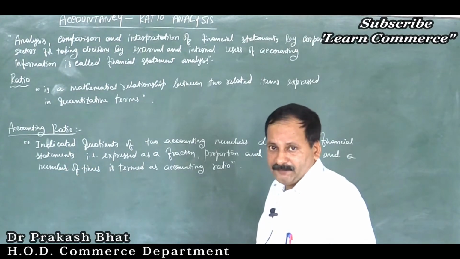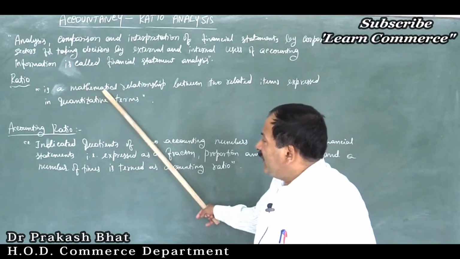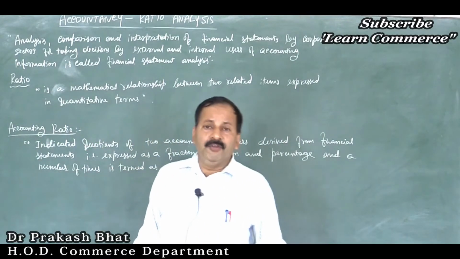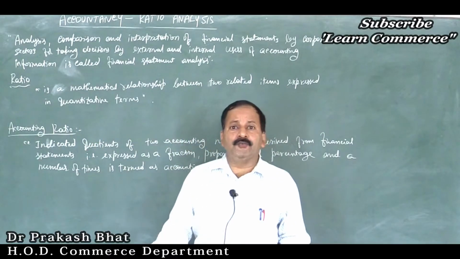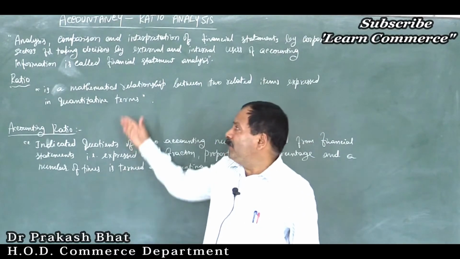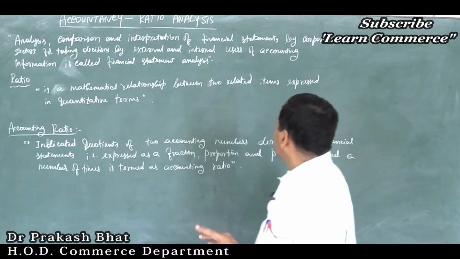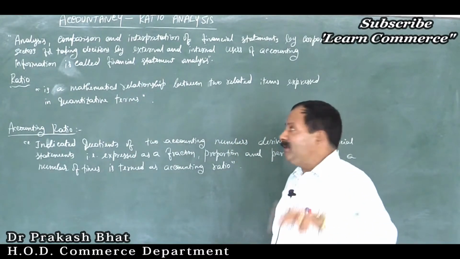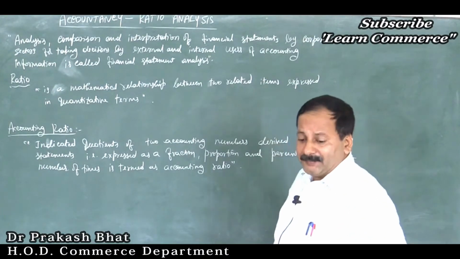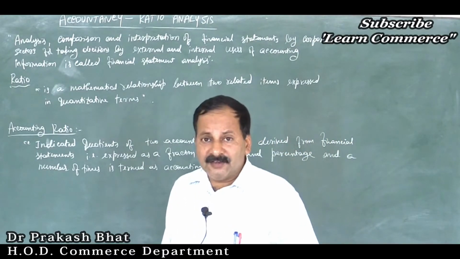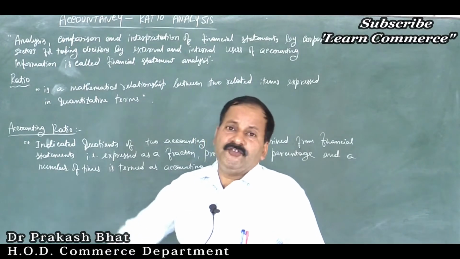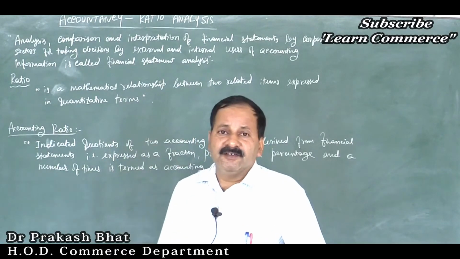There are different ratios here. So when we express it as a mathematical relationship, isn't it? 2:1 or 2.5:1, like that, when we take up the analysis in the form of a mathematical relationship between two related items or two related variables expressed in quantitative terms, not in qualitative terms. We cannot say that this is better than that, isn't it? You should quantify. We have sufficient liquid assets, we have to quantify that.